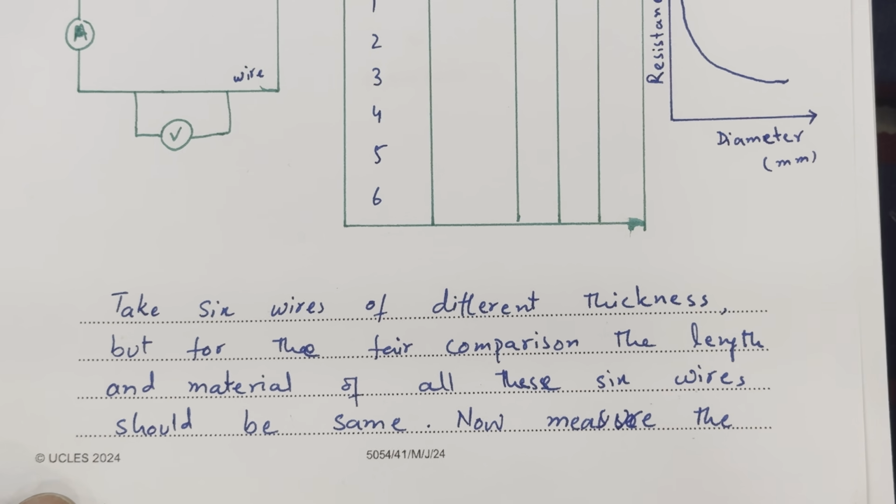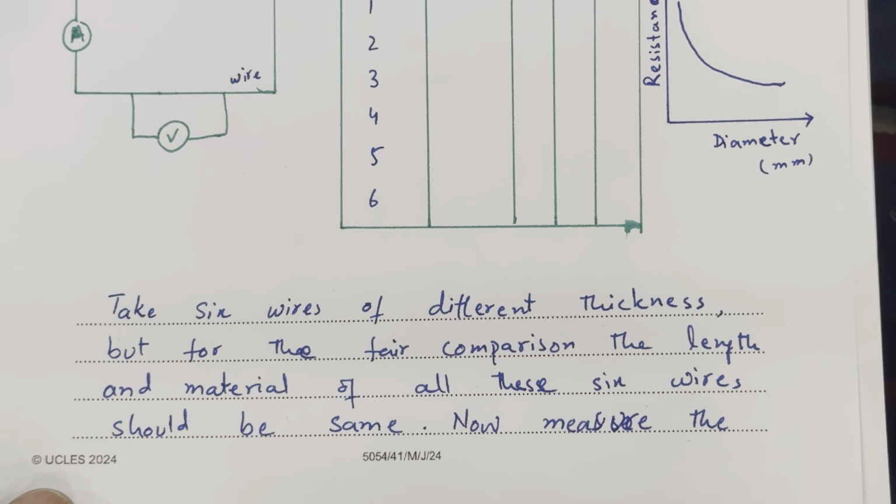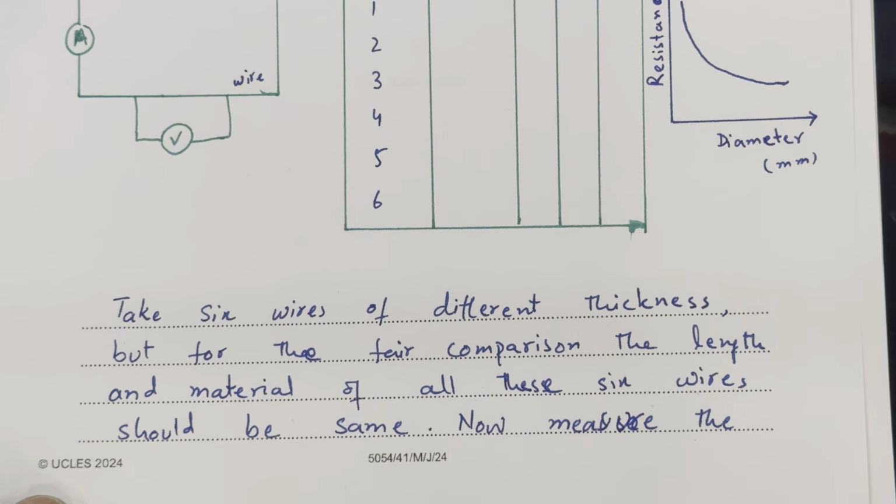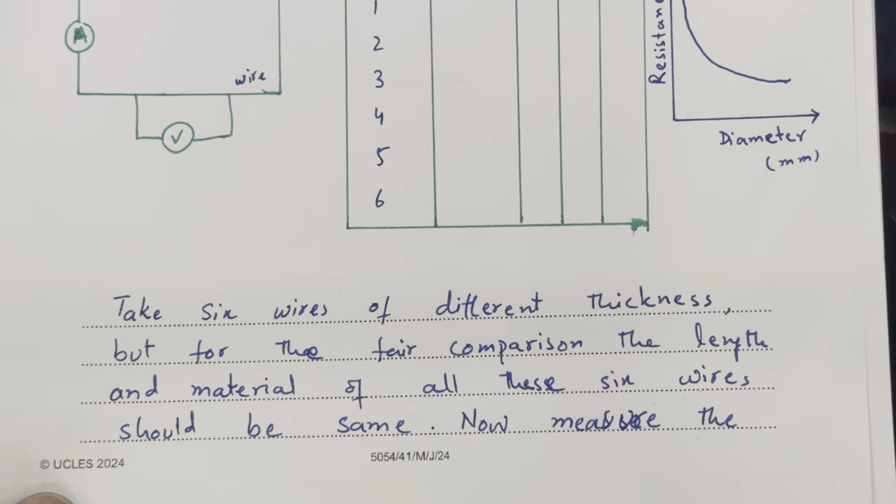I'm going to read it. Take 6 wires of different thickness, but for a fair comparison, the length and material of all these 6 wires should be kept the same, or kept constant. Okay, this is a very important point. Only thickness is the criterion.